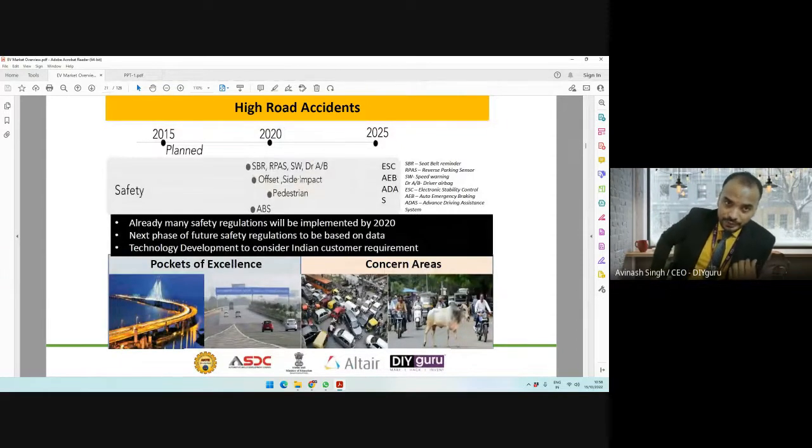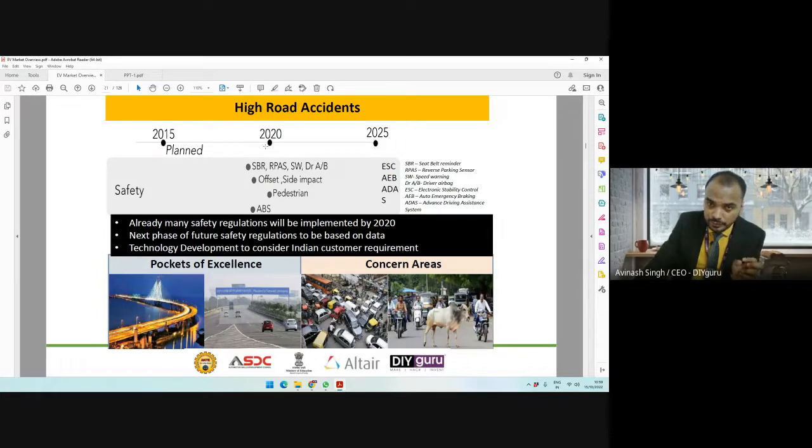To reduce high road accidents, in 2015 there was a policy which was planned. And only after 2015, you would start to see lots of new technologies coming in the vehicle, be it your seat belt reminder, be it your RPAS, reverse parking sensors. SW stands for speed warning. Driver airbag is DRAB, right? Then offset side impact, pedestrian, ABS facility, anti-braking systems and all were introduced between 2015 and 2020.